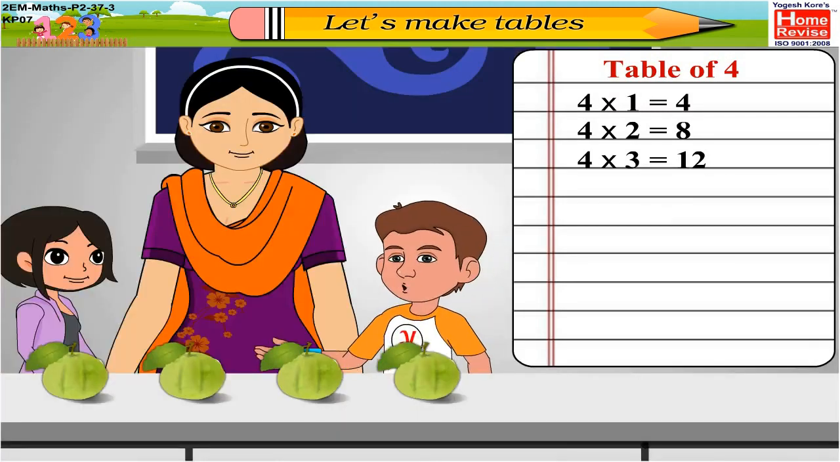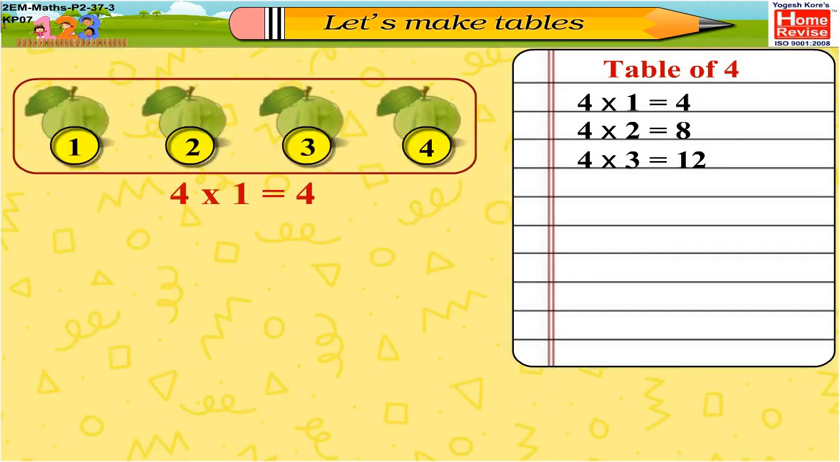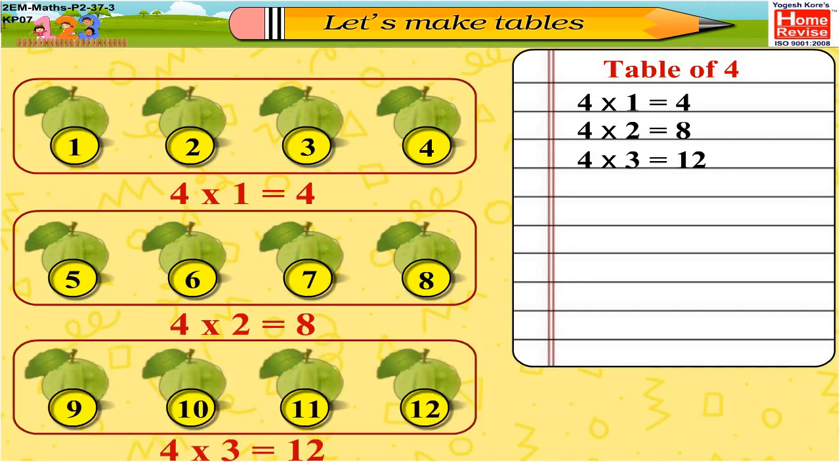Now I got it. You can count only 4 guavas again and again to get the 4 times table. So I'll complete the table. Table of 4.